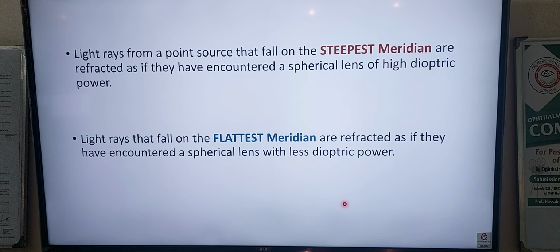Light rays from a point source that falls in the steepest meridian are refracted as if they have encountered a spherical lens of higher dioptric power. Light rays that fall on the flattest meridian are refracted as if they have encountered a spherical lens with less dioptric power.